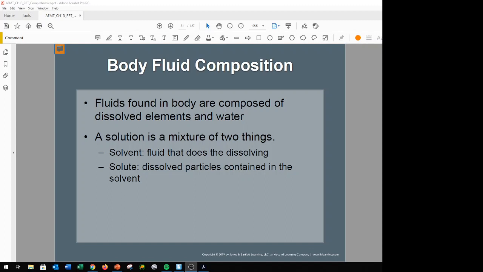So we're going to talk about body fluid composition and compartments. Fluids found in the body are composed of dissolved elements in water. Okay, so a solution has two things. To make a solution, you need a solvent, okay, and then you need a solute. So think of a solvent maybe like a sugar cube, and think of the solute as like water. And so the solvent's going to dissolve in the solute.